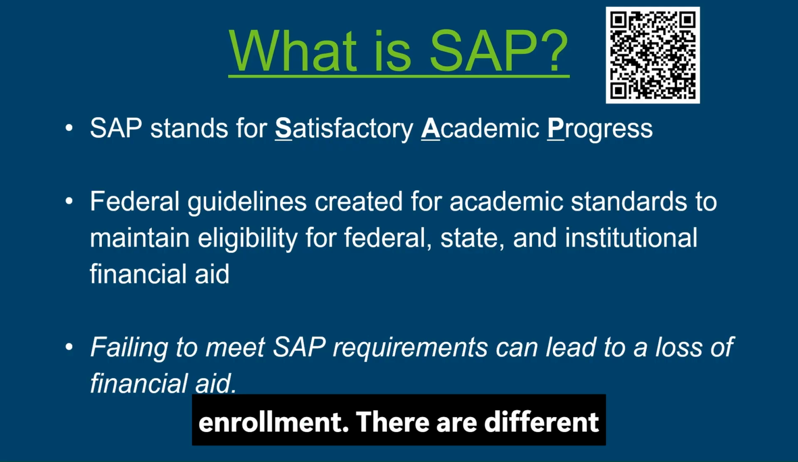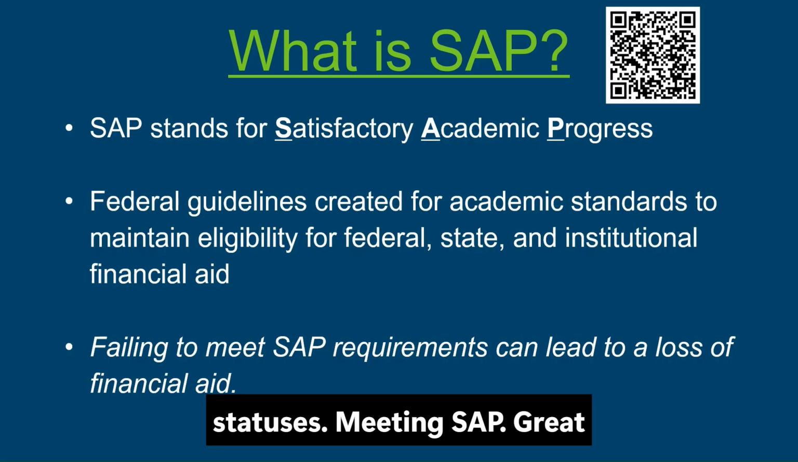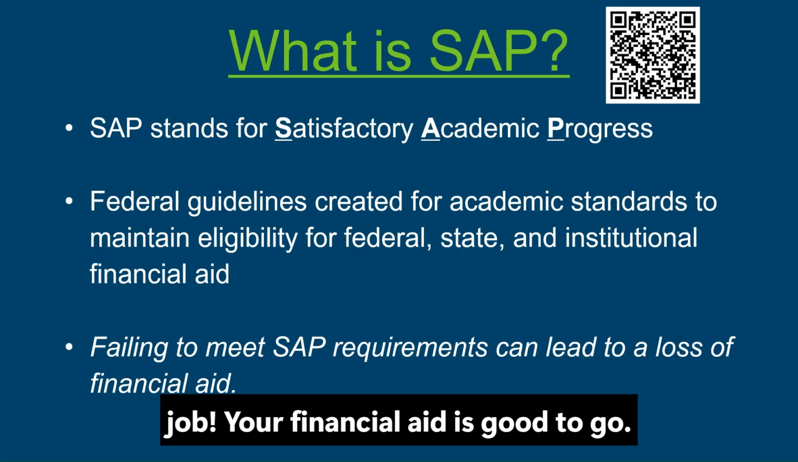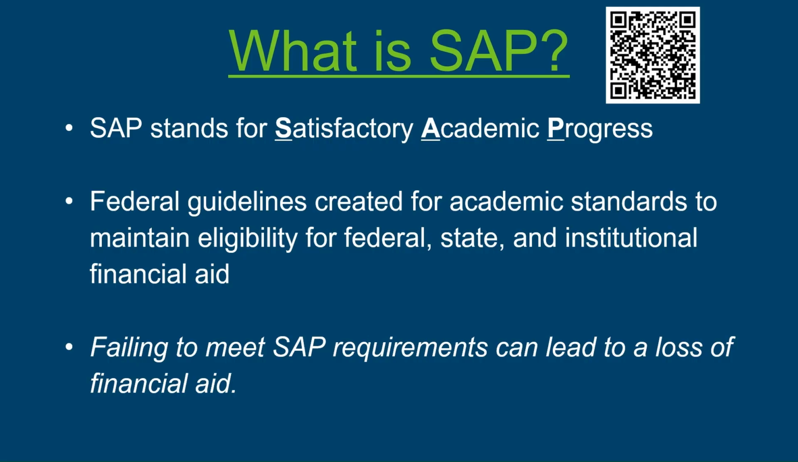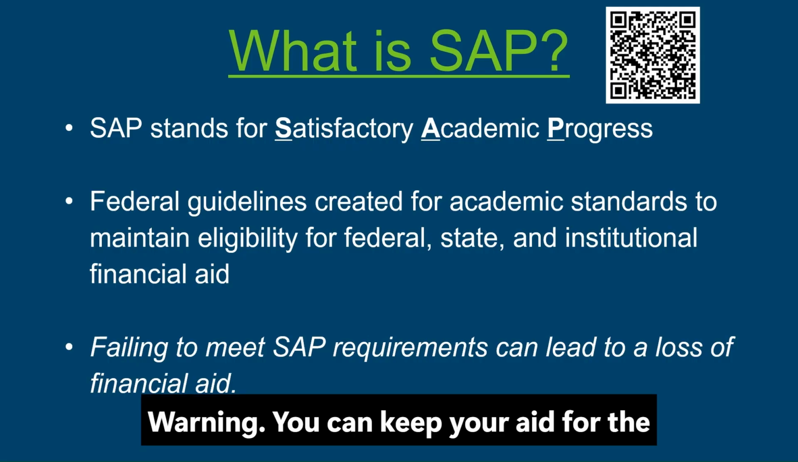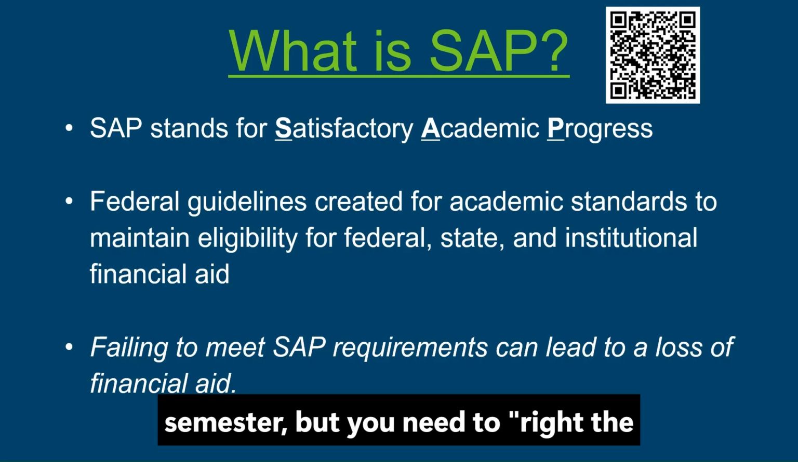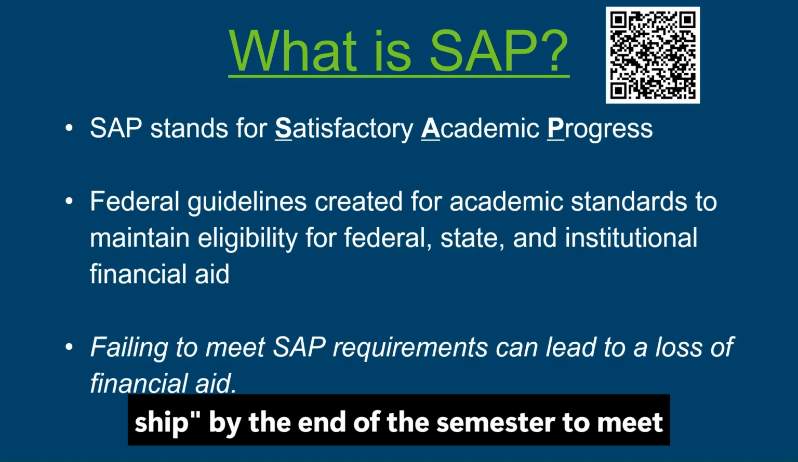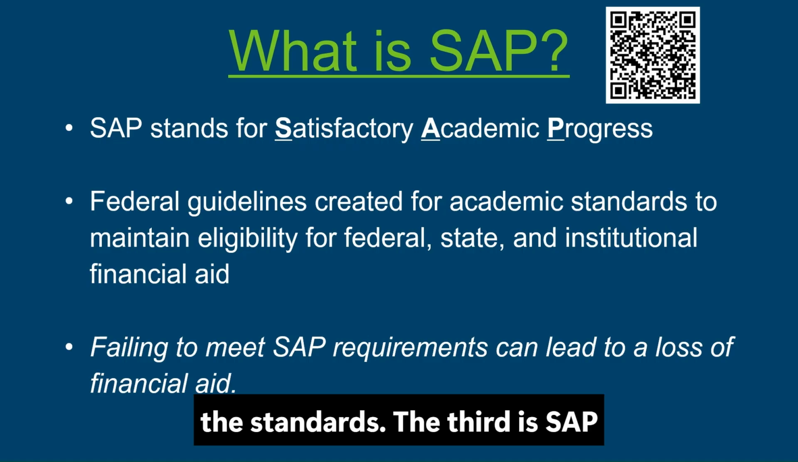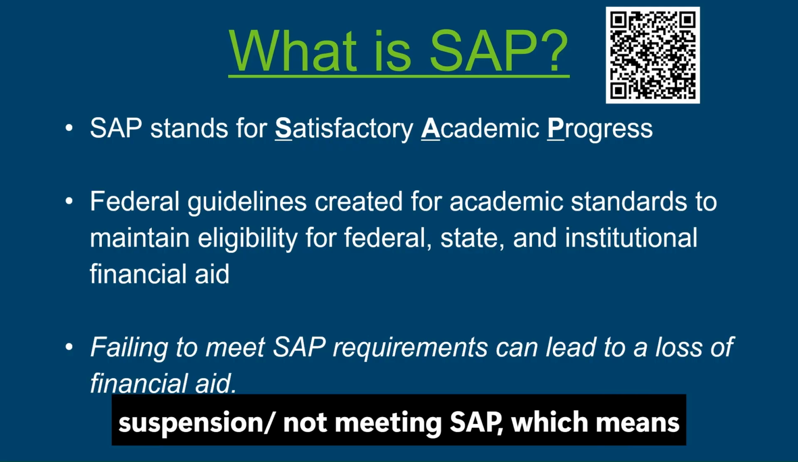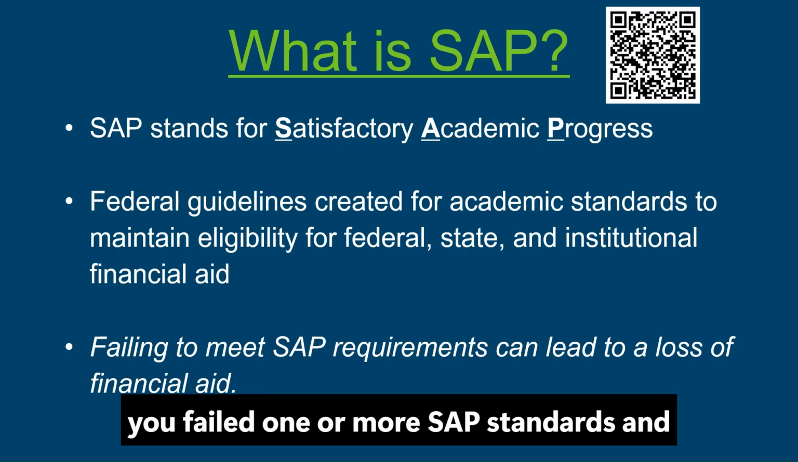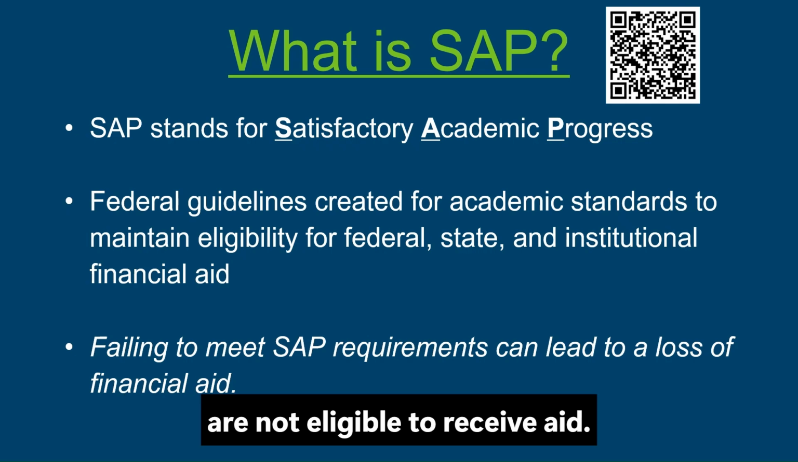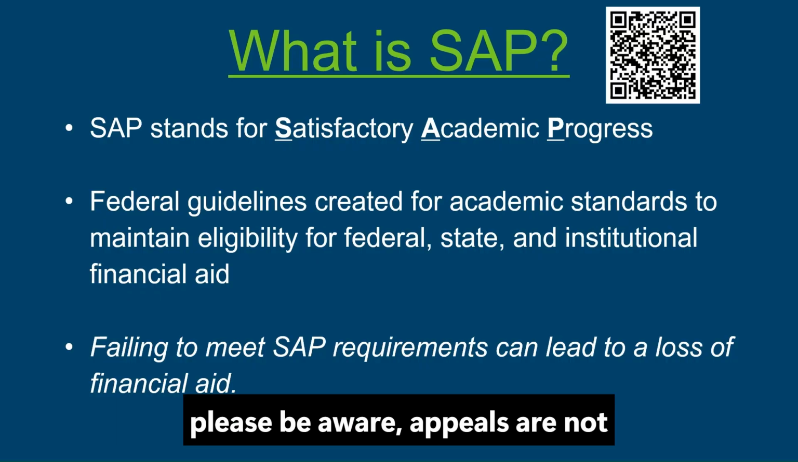There are different statuses. Meeting SAP: great job! Your financial aid is good to go. Warning: you can keep your aid for the semester, but you need to right the ship by the end of the semester to meet the standards. A third is SAP suspension, not meeting SAP, which means you've failed one or more SAP standards and are not eligible to receive aid. However, you can appeal, but please be aware, appeals are not guaranteed to get approved.